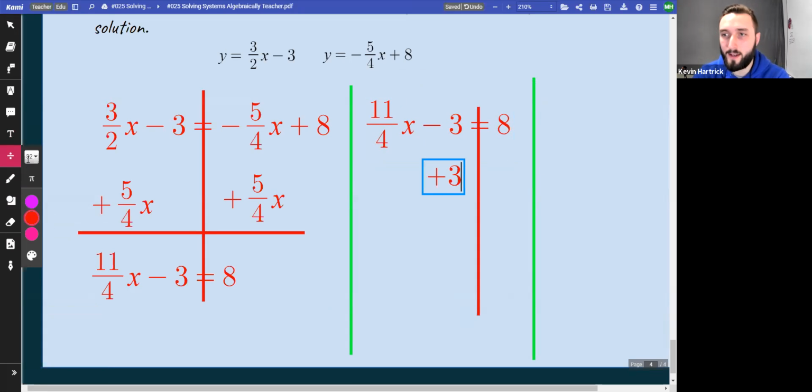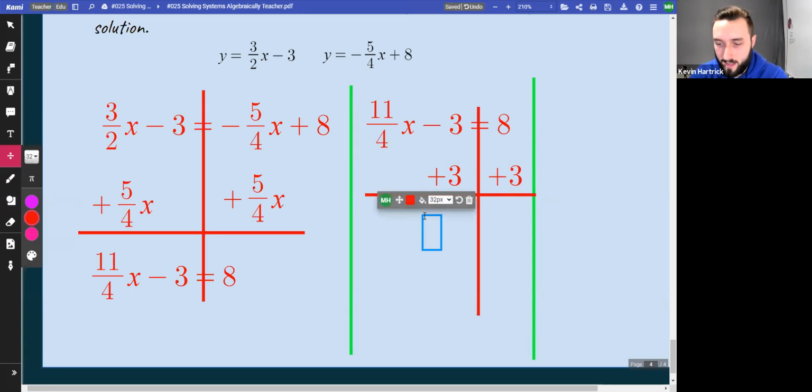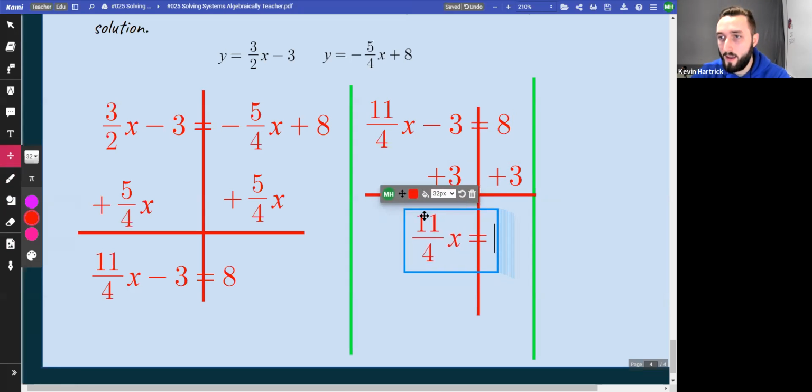How do I get rid of a negative 3? I add 3. And if I do it to one side, I have to do it to the other. So I'm adding 3 to both sides. Okay, when I do that, my left side, all I have left is my 11/4 x. So I'm bringing that down. Good practice from things we learned in the beginning of the year. Equal sign on the line. Okay, and now I'm adding these together. 8 plus 3 gives me an 11.